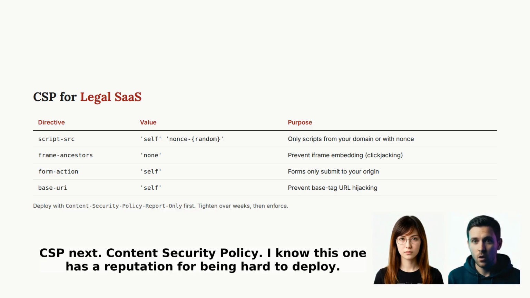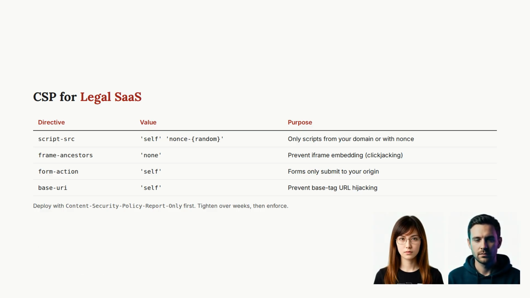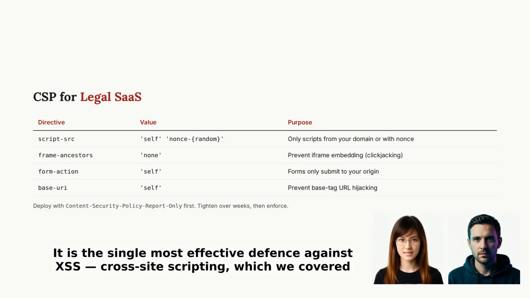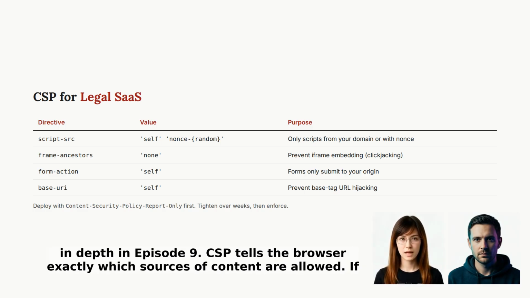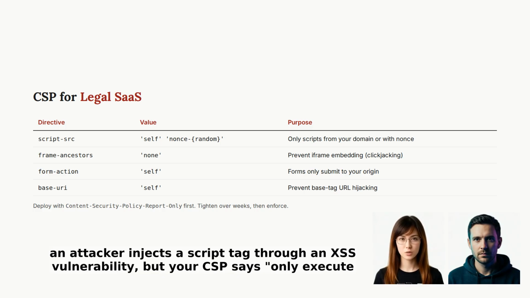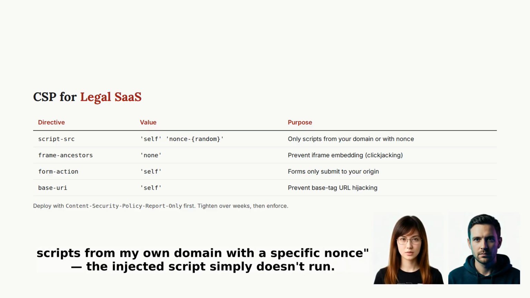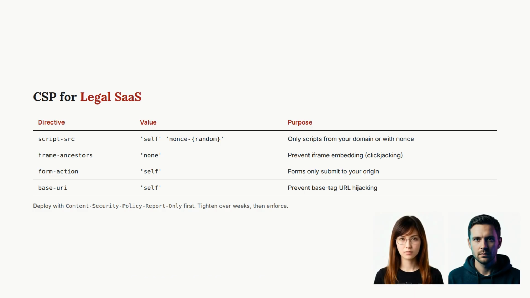CSP next. Content Security Policy. I know this one has a reputation for being hard to deploy. It is the single most effective defense against XSS, cross-site scripting, which we covered in depth in episode 9. CSP tells the browser exactly which sources of content are allowed. If an attacker injects a script tag through an XSS vulnerability, but your CSP says only execute scripts from my own domain with a specific nonce, the injected script simply doesn't run. The browser blocks it.